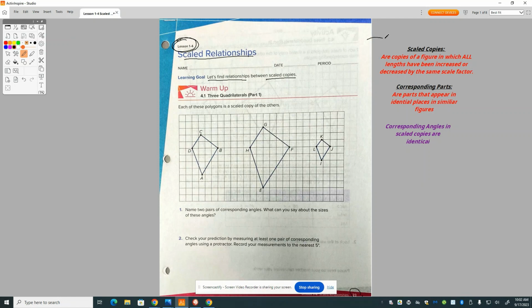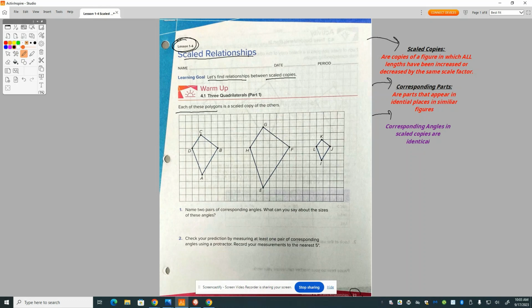If you guys remember, we are studying scaled copies. Scaled copies are copies of a figure in which all lengths have been increased or decreased by the same scale factor. We have also covered something called corresponding parts. Corresponding parts are parts that appear in identical places in similar figures. When we studied both these together, we found out that corresponding angles in scaled copies are also identical in measure.